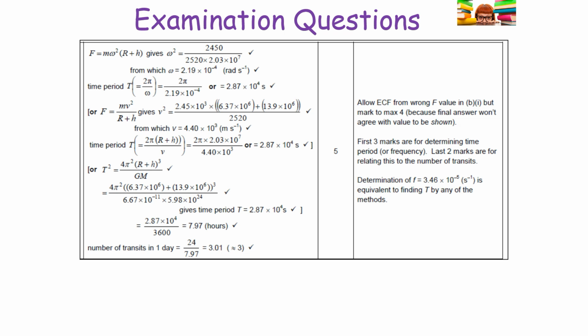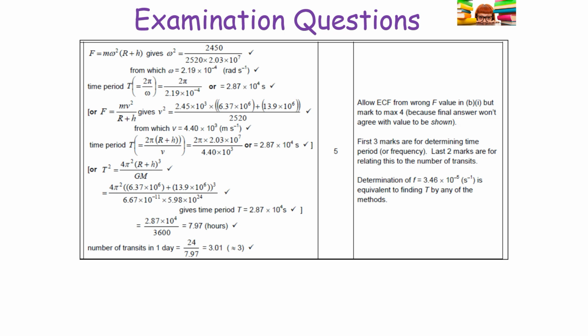Now again, how to answer these types of questions is always remember that an object carrying out a circular orbit is carrying out circular motion. So all the equations we looked at previously for circular motion, such as F equals mv squared over r, and F equals m omega squared r, and omega equals 2 pi over t, are still applicable in this situation.